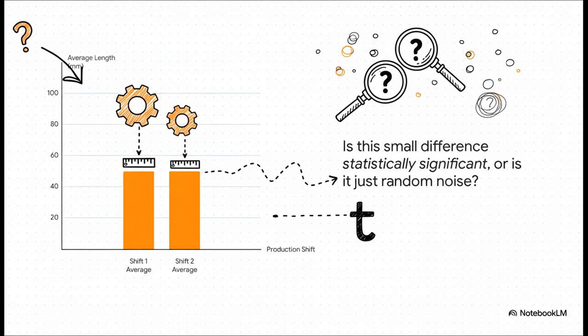And here is the data they collected. You can see it right on the chart. The average bolt length from shift 2 is clearly a little higher than shift 1. But here's the critical question. Is this a real, significant difference, or is it just random noise in the data? The t-test is going to tell us for sure.